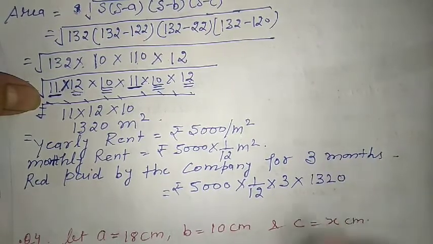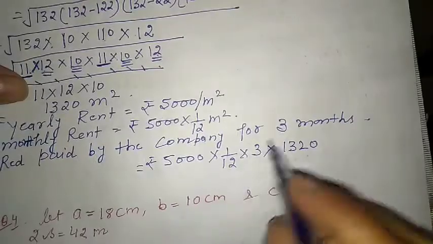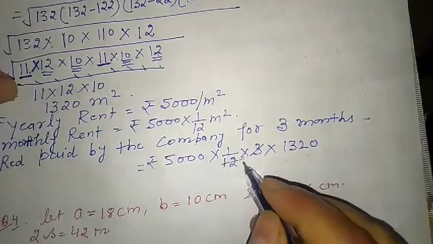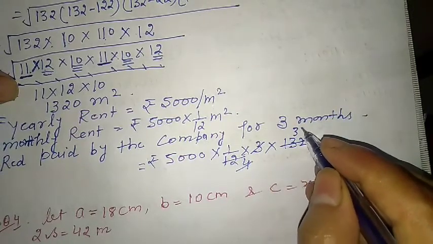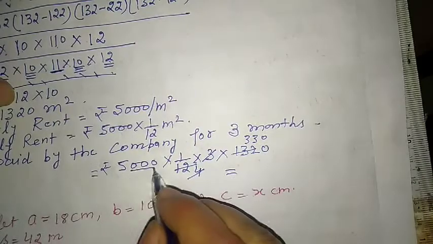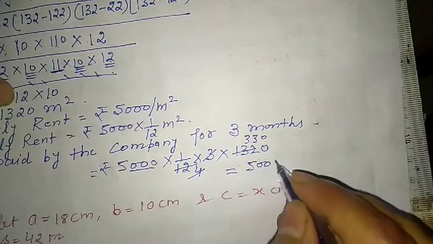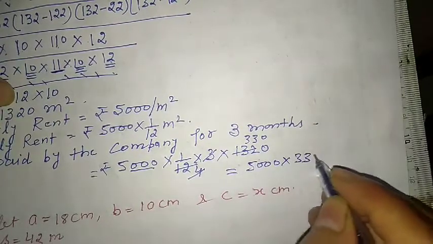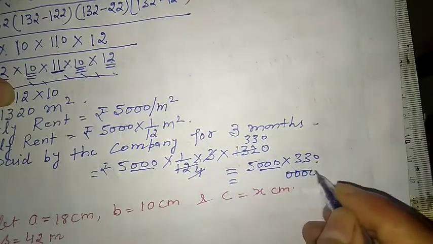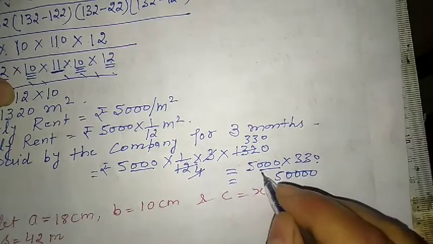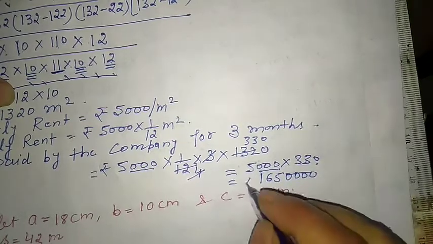So we can divide this: 3 4s are 12 and 4 3s are 12. We have 3 zeros here, then 5,000 and 330 can be multiplied. 3 zeros, and 1 4 0, and 5 3s are 15, and 5 3s are 15, and 1, 16.